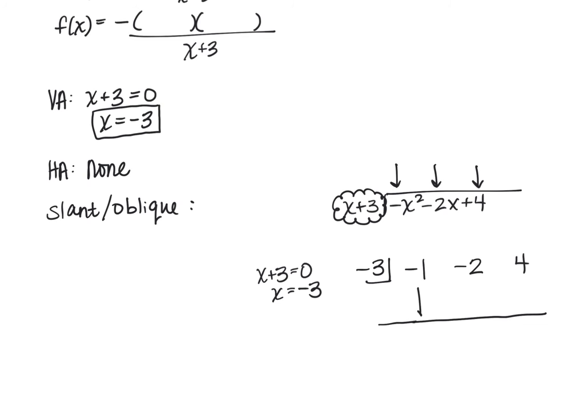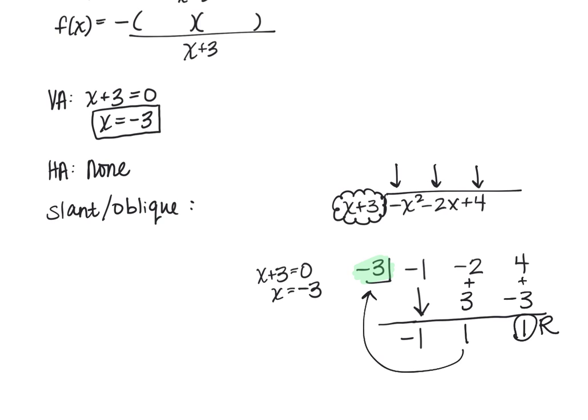And the process is we're going to bring down the first value, which is negative 1, and then you're going to multiply that number by the number that is in the box. So in this case, negative 1 times negative 3 will give us positive 3. And then we're going to add straight down. Negative 2 plus 3 is positive 1, and then we're multiplying by that number in the box again. 1 times negative 3 is negative 3. And then we'll add straight down and get 1, which is our remainder.